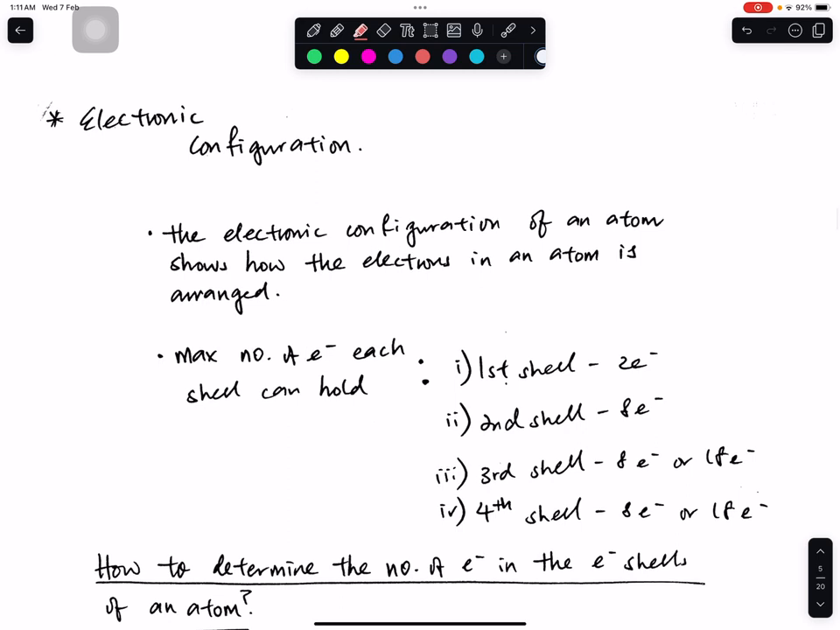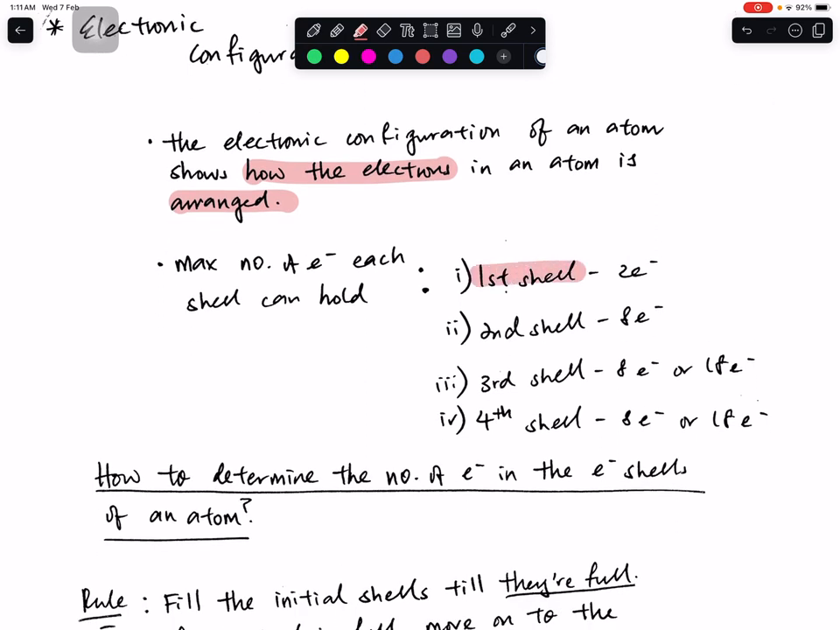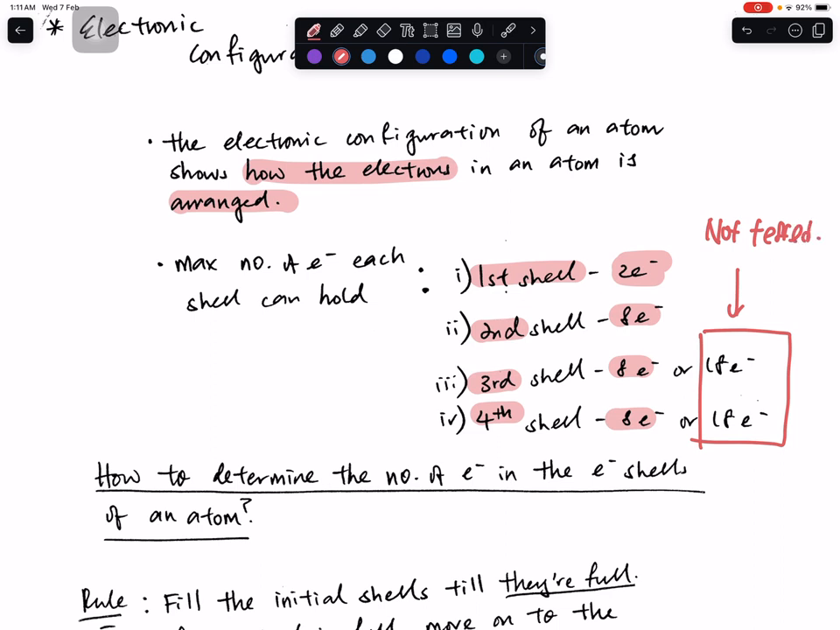We'll talk about electronic configuration, which is how electrons are arranged in an atom. In your first shell, you will always have 2 electrons, and in your subsequent shells, you will have 8 electrons. Sometimes we write 18 electrons here, so just know that this is not tested. We're just putting it out there because once in a while they do come out with questions that have a little bit of data suggesting that there will be 18 electrons on the third and fourth shell. But for you students, at least know that for these shells, it will always be 8 except for the first shell.